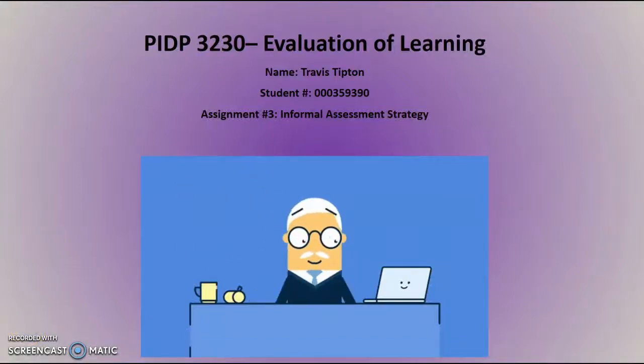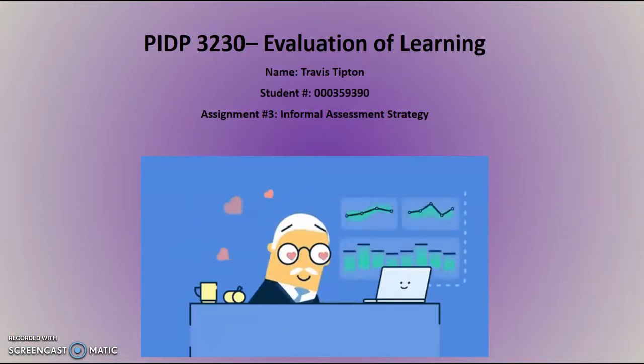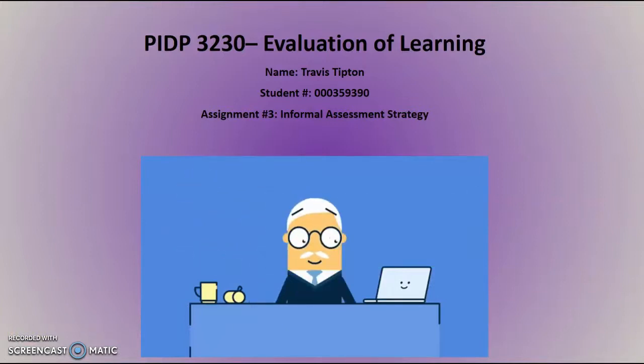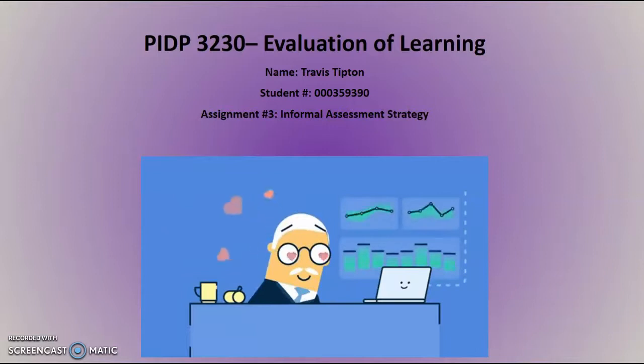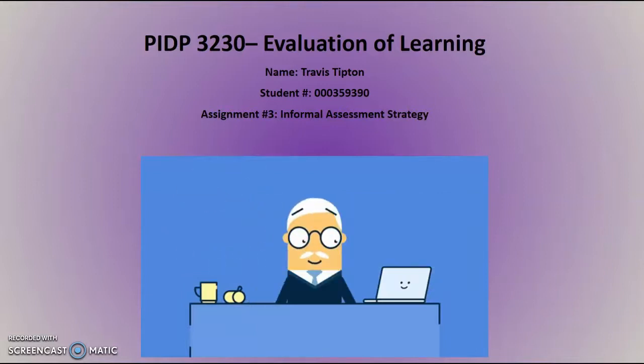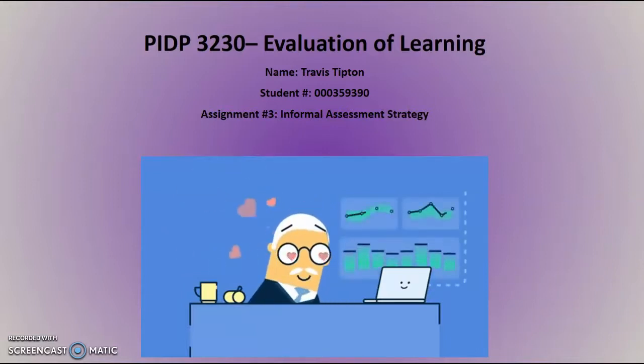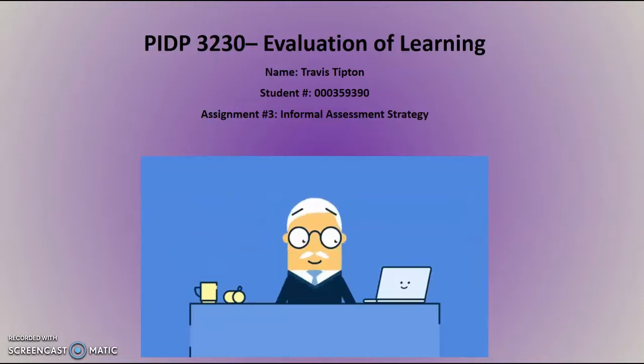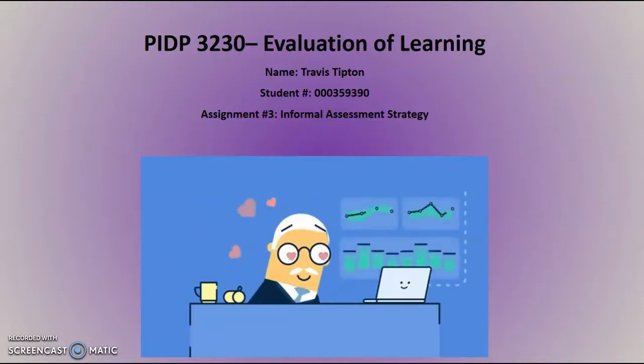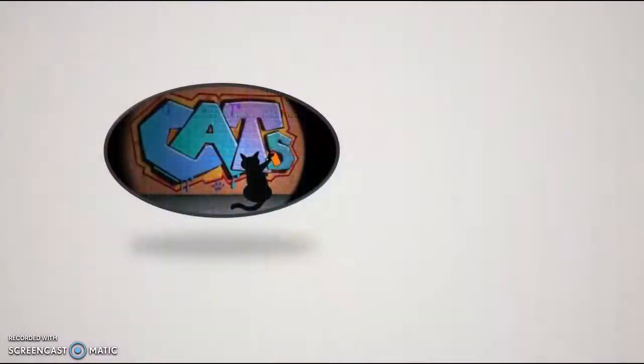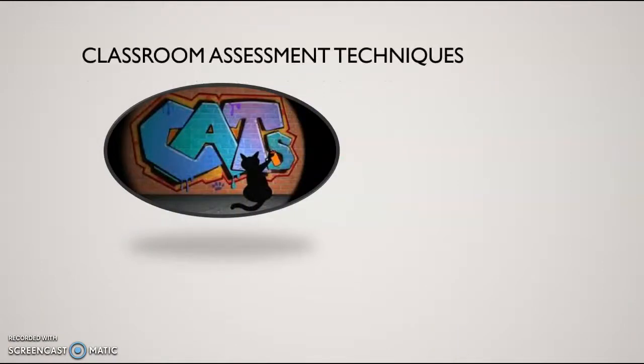This is PIDP 3230, Evaluation of Learning, and this is assignment number 3, Informal Assessment Strategy. So in this assignment, I've elected to do a video on researching a CAT. Well, what exactly is a CAT, you say? They're animals, but in this context, they stand for classroom assessment techniques.